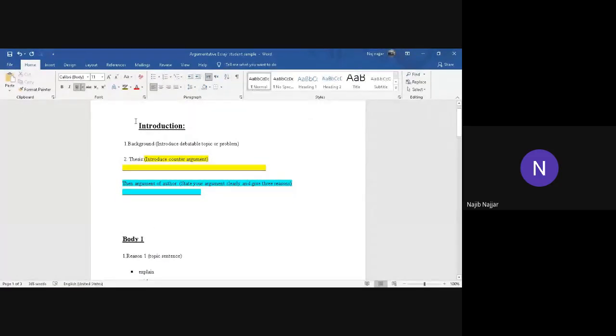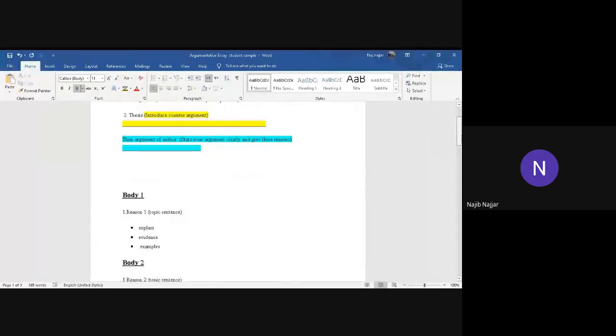So the introduction, as we said, needs 2 points. A background, where we introduce the debatable topic or problem. Then the thesis. Remember, the thesis could be one sentence having 2 ideas, or 2 sentences holding 2 ideas. You can check down the example. So we introduce the counter argument, and we go and introduce our argument or the author's argument. We can have them in one sentence or in two separate sentences.